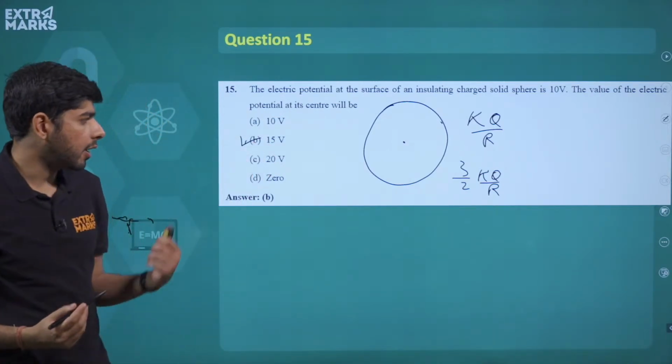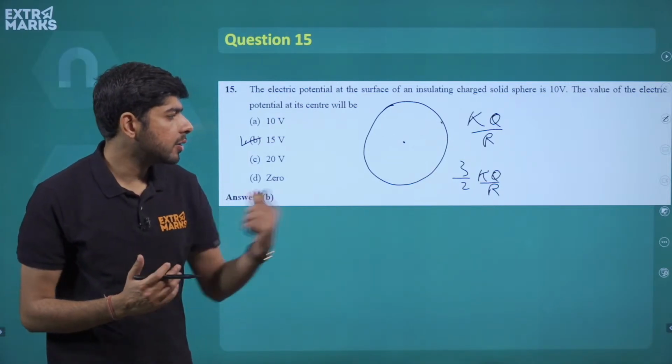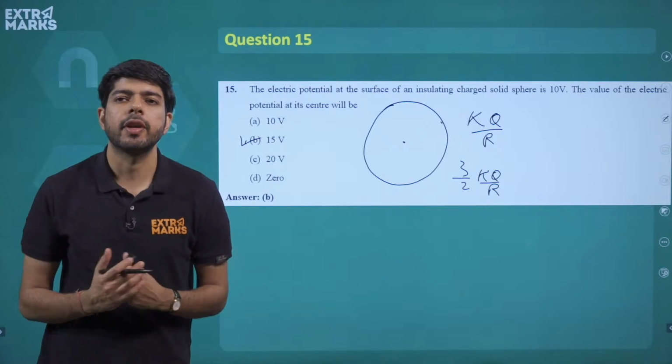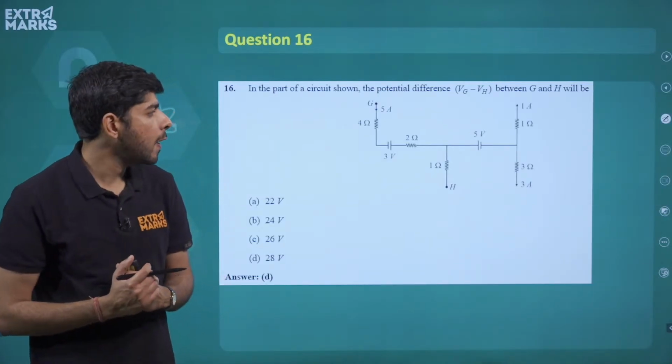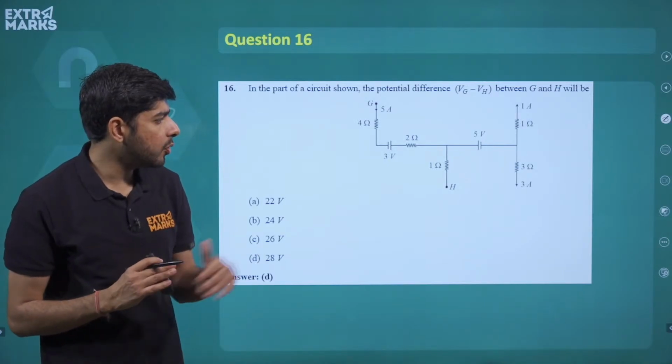15, that is your answer. So B option. Alright, pretty simple again. Remember this one at the center is 3 by 2 kq by r. Alright, let's continue. In the next part, the potential difference between Vg and Vh.